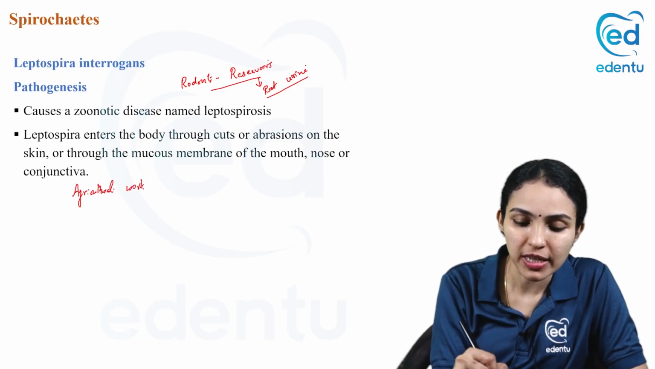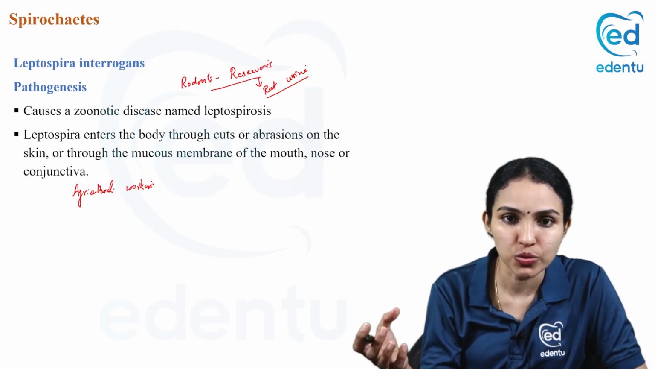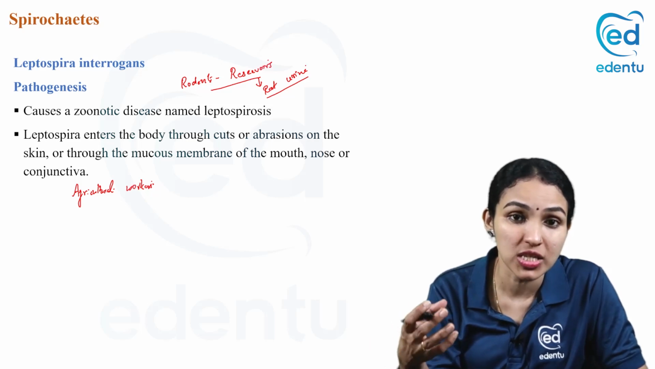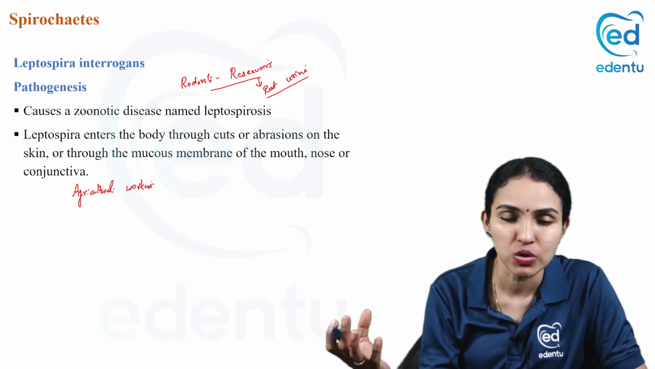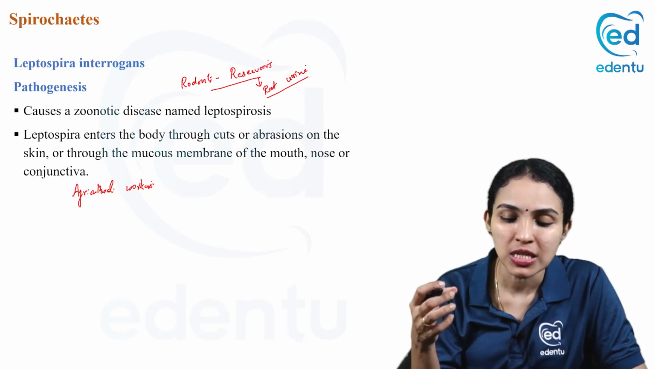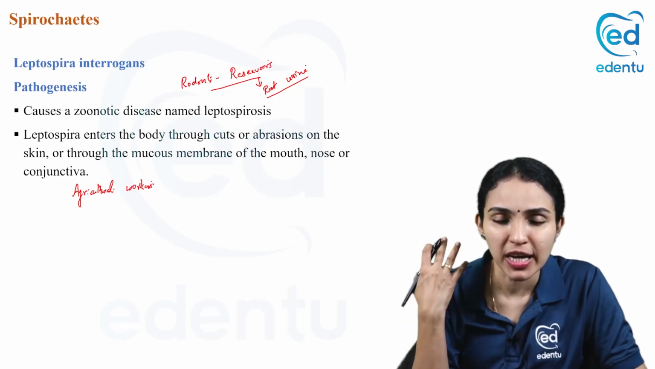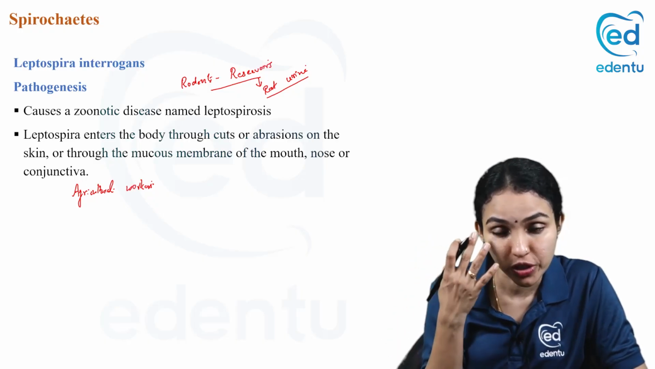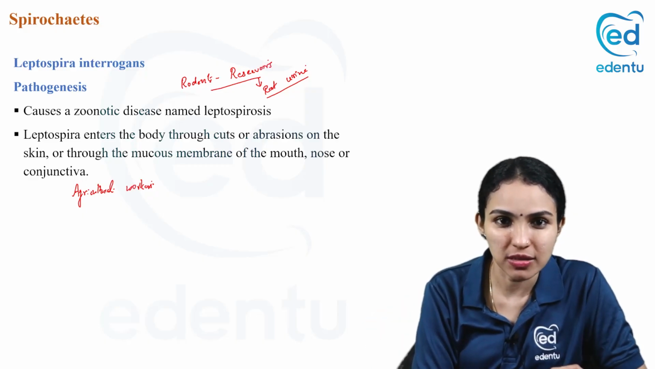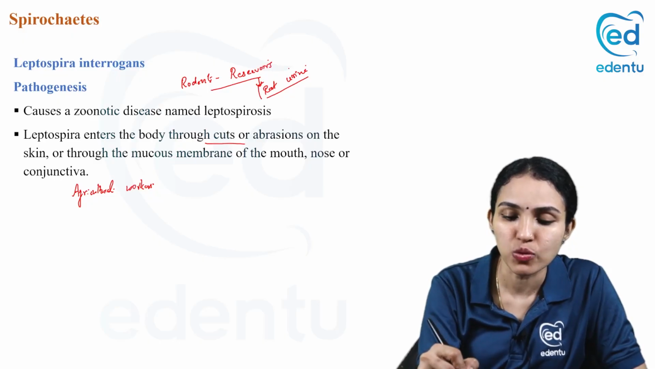What happens if they have some kind of cuts or abrasions on their foot and are exposed to water contaminated with rat urine? These leptospires can enter through these minor cuts and abrasions, or they can also enter through the mucous membranes. If you get exposed to a splash of water contaminated with rat urine over your conjunctival mucosa or your oral mucosa, that can also lead to the disease leptospirosis. So it enters through cuts and abrasions when you get exposed to rat urine.